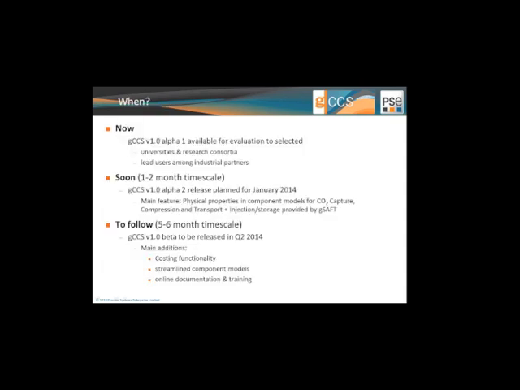In terms of timelines, where are we now? Well, we have made a GCCS version 1.0 Alpha 1 for selected universities and research consortia, and some lead users among industrial partners. They have been working with it for a few months, and we're keen to have the feedback. In a 1 to 2 months timescale, we will be releasing an Alpha 2, whose main feature would be the incorporation of the physical property models for CO2 capture, compression, and transport using our own package, gSAFT.